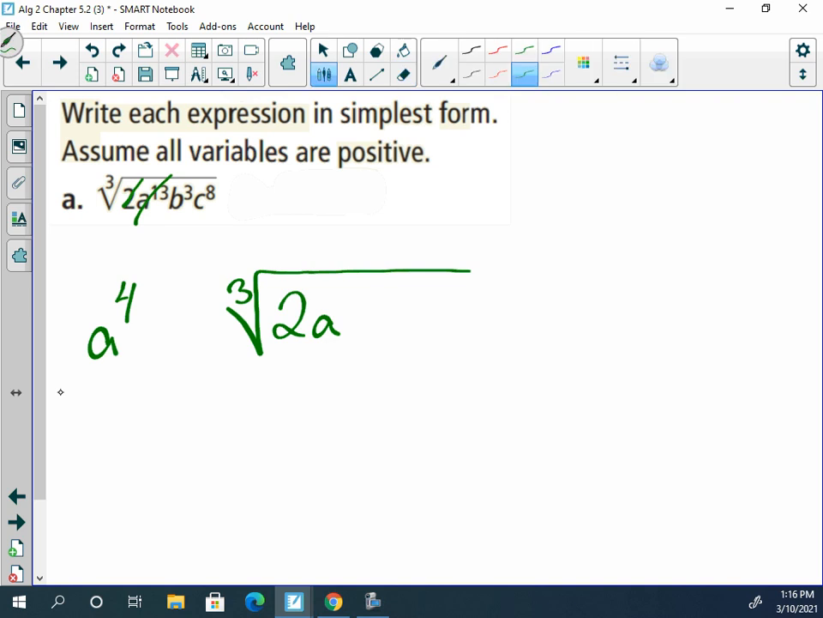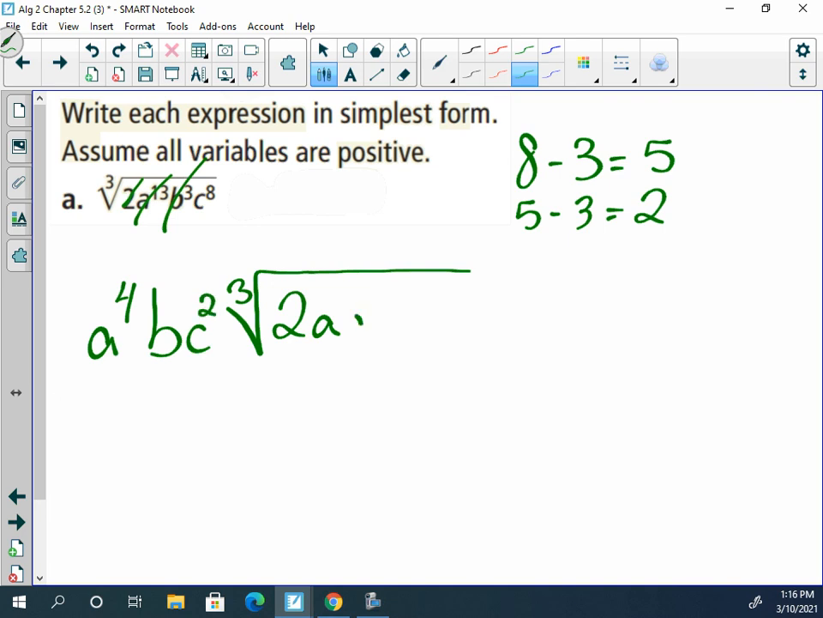Now we're moving on to b. That would be 3 minus 3, which is 0. So we just have b. Done. And lastly, we have c to the 8th. And we can do the subtraction of 3. 8 minus 3 is 5. 5 minus 3 is 2. We can't do it anymore. So we're able to do this twice. And that left us with 2.